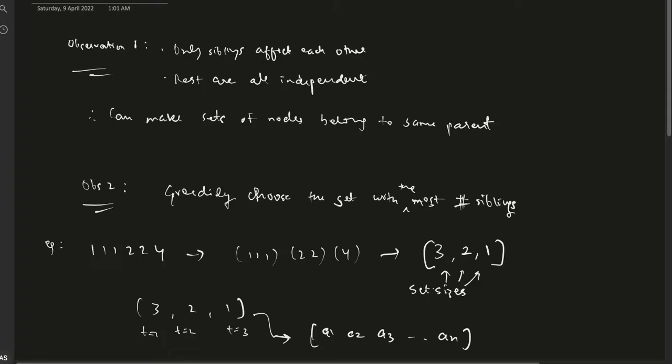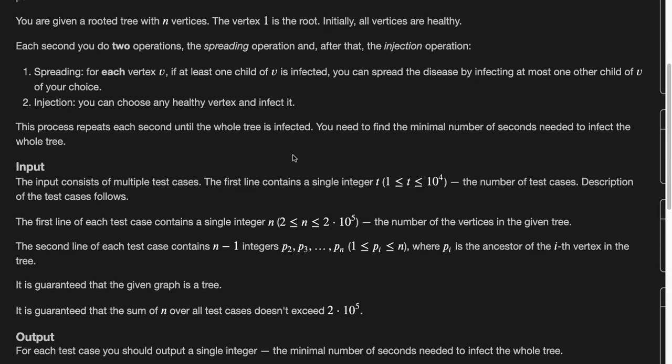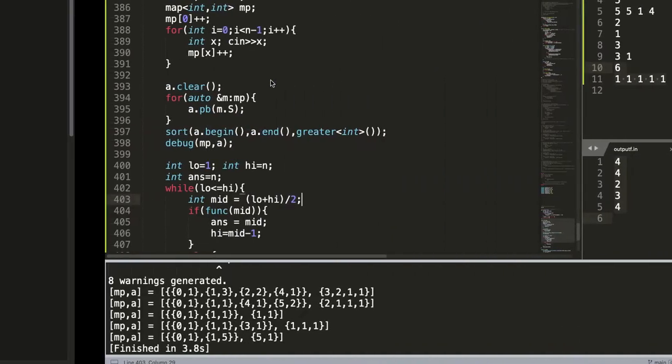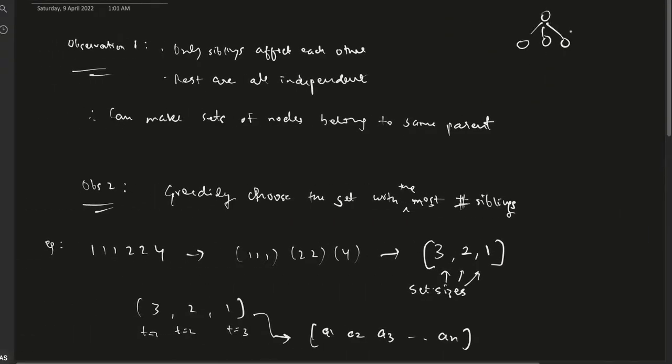The first observation is that only siblings affect each other, because the way the problem has been set up, spreading can only happen from a sibling to a sibling. So let's say this is the tree. If this was infected, then in the next time period only this and this can be infected via spreading. All the other nodes won't even know that initially this node was infected. So this is observation number one.